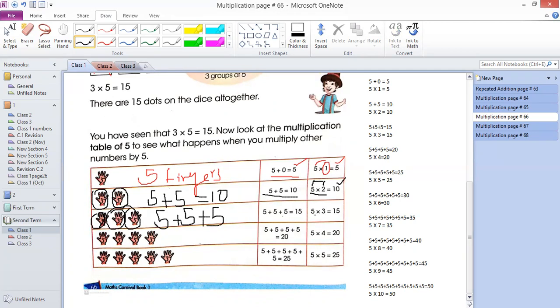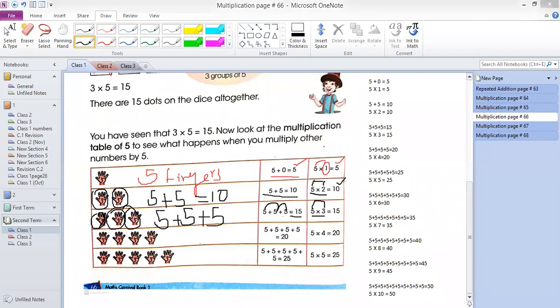Or you can simply say 5 3 times. Why 5 3 times? Because in each hand there are 5 fingers and such 3 hands are there. So 5 by 3. So if you don't know the table, then you have to add 5 plus 5, 10, and then 10 plus 5, 15. So 3 times 5 is equal to 15.